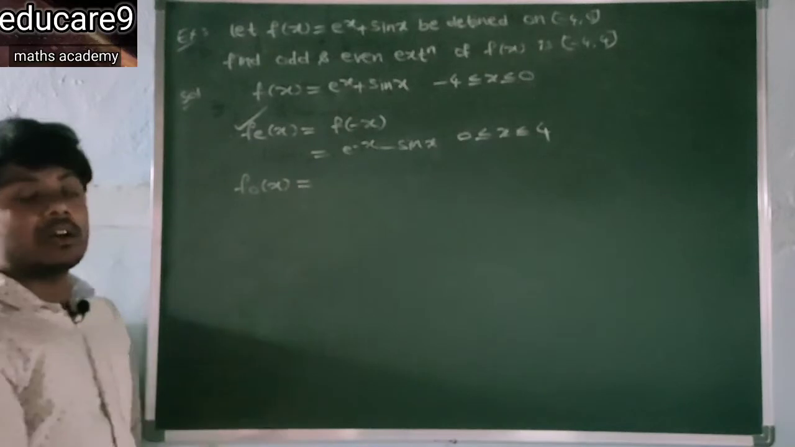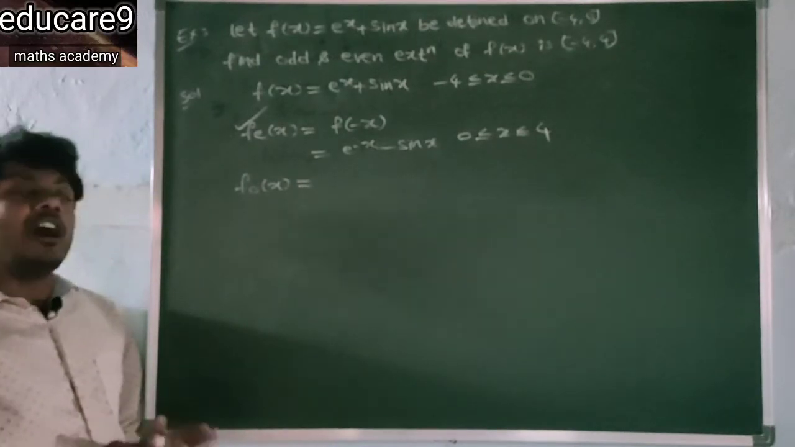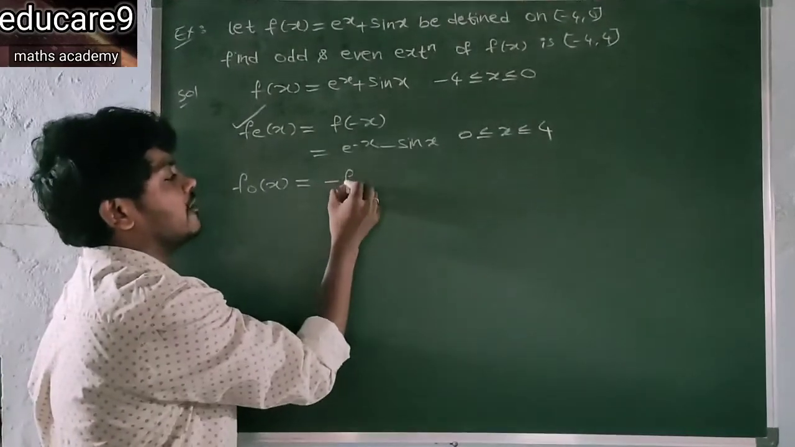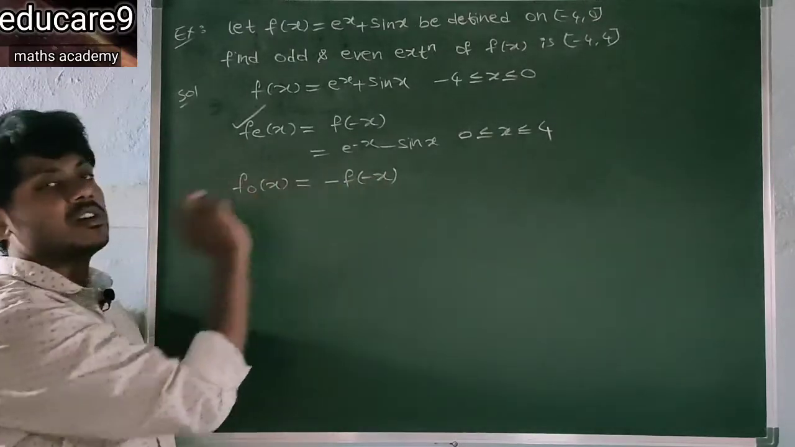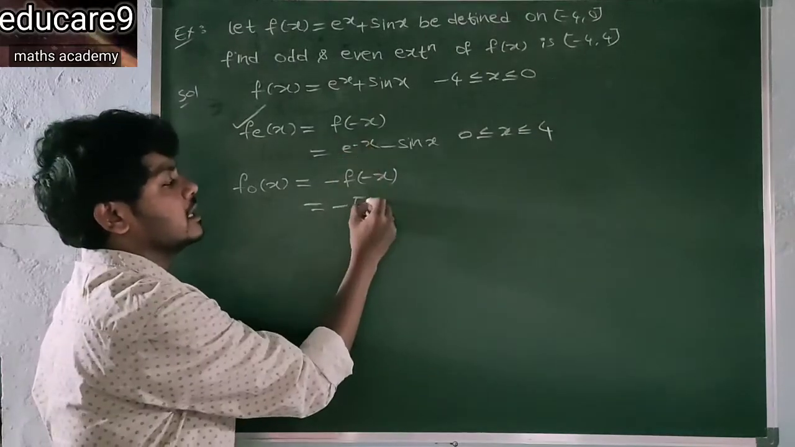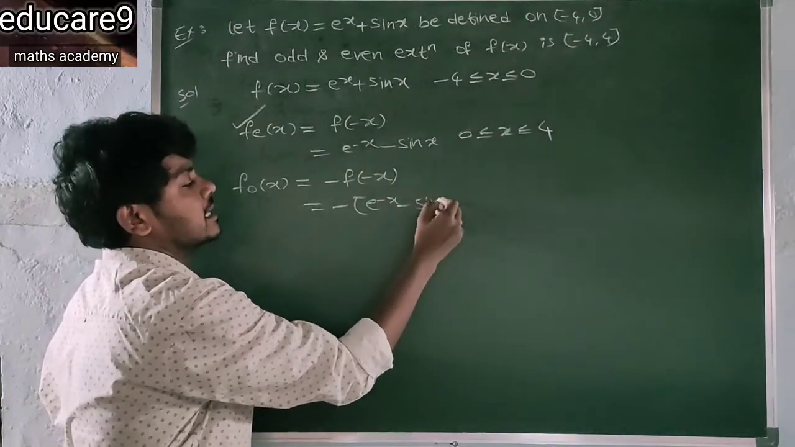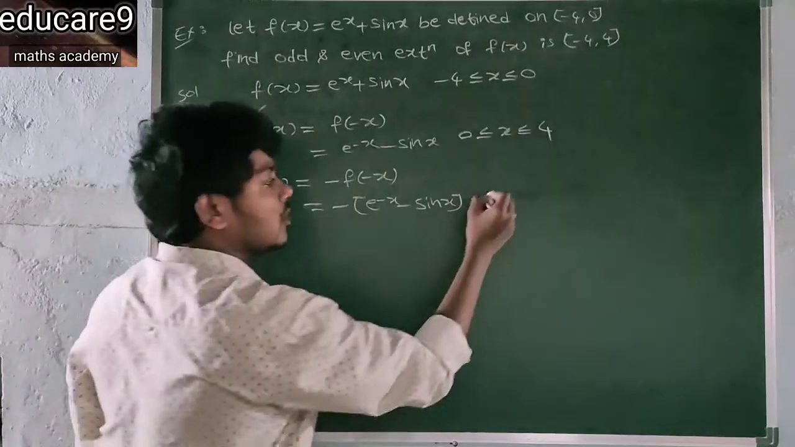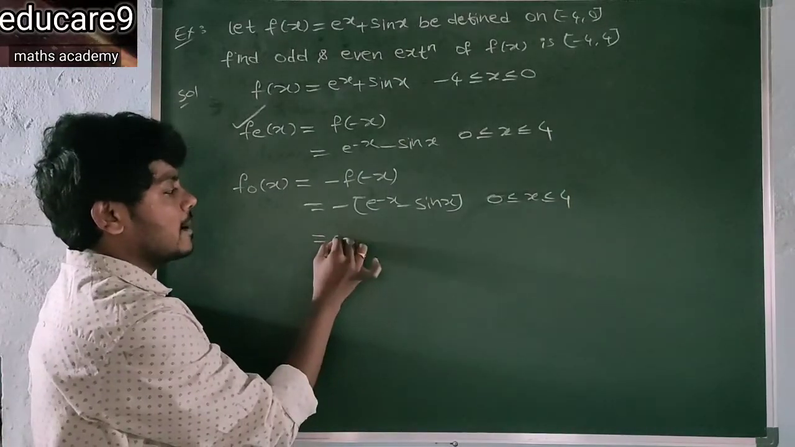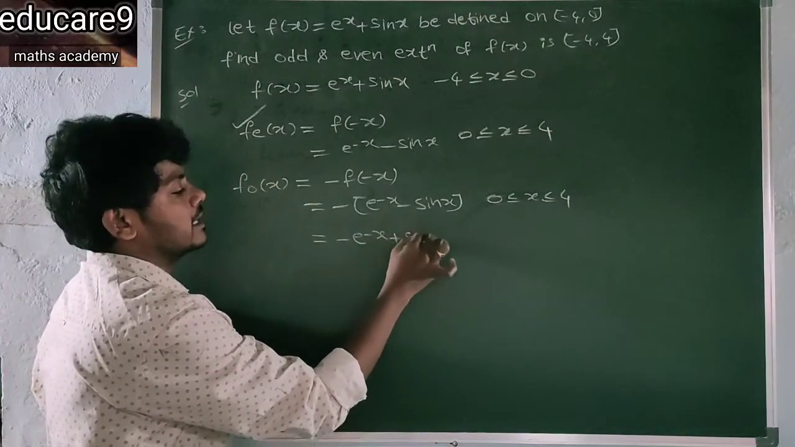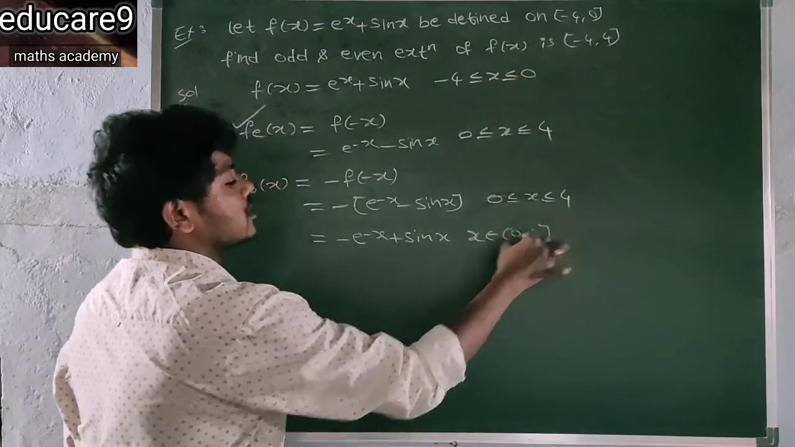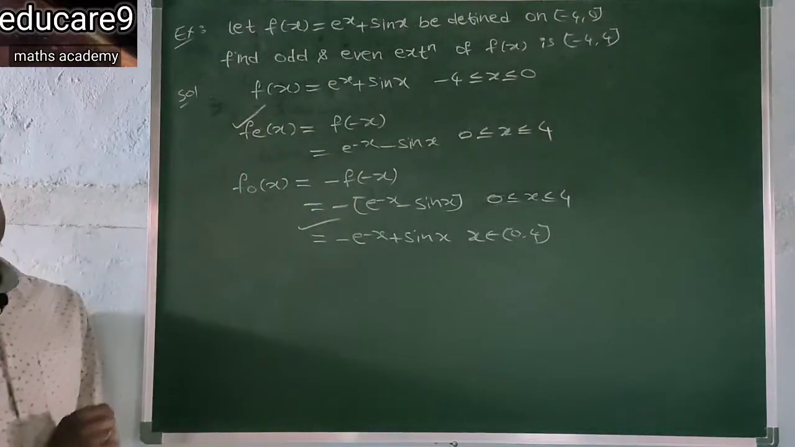And the odd extension. So what is an odd function? f of minus x is what? Minus f of x. So clearly this can be written as minus of f of minus x. So this is the odd function. Now minus of, what is f of minus x? E power minus x minus sin x. So here also 0 less than or equal to x less than or equal to 4. So that is minus e power minus x plus sin x, where x belongs to the closed interval 0, 4. So this is the odd extension and this is the even extension.